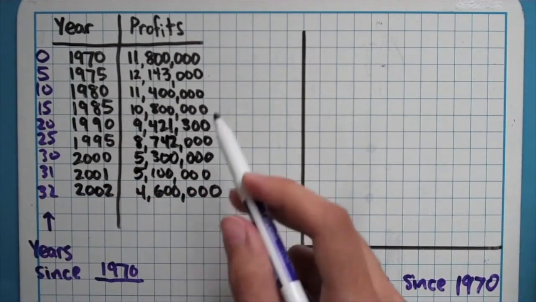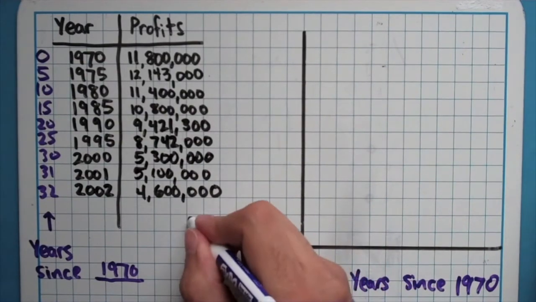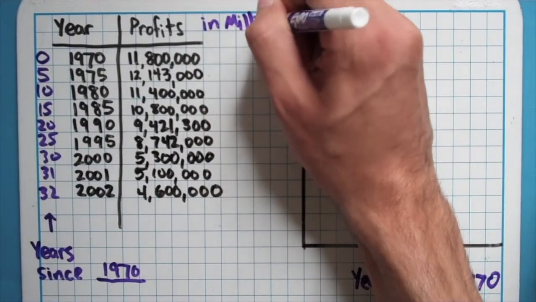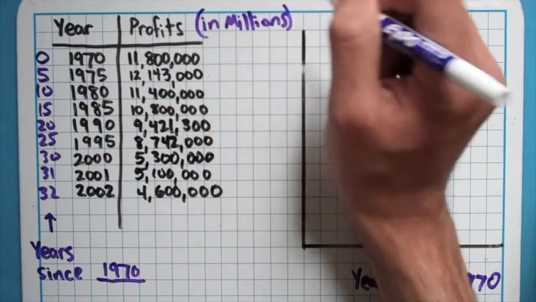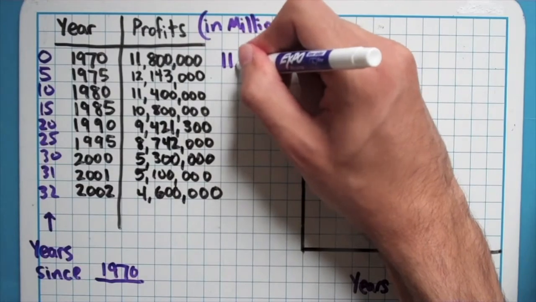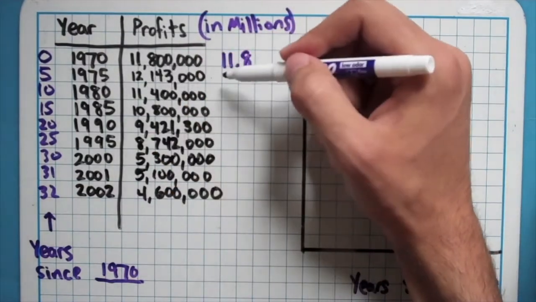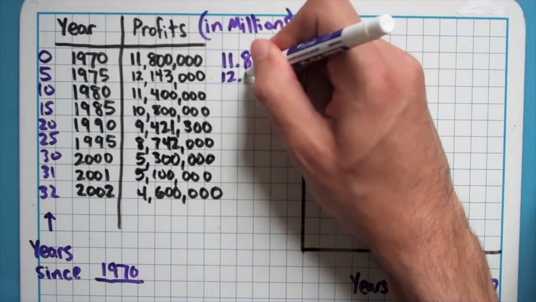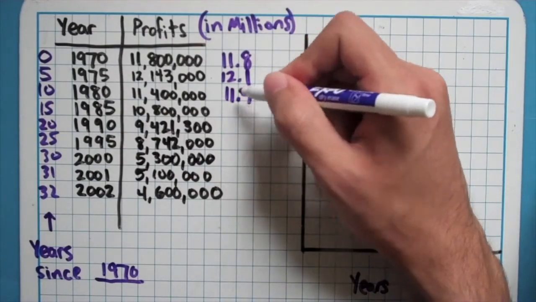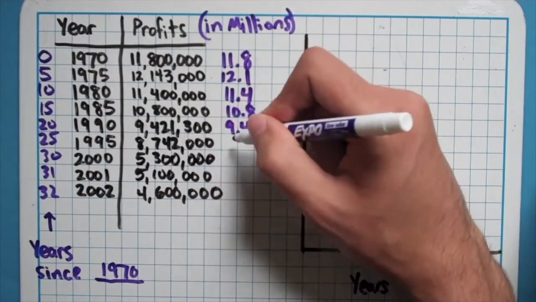And in my profits right here, these are giant ugly numbers. Instead of doing profit just like this, I can do my profits in millions, because these are all in the millions of dollars. And then I can make this like 11.8 million. That's 11,800,000, so 11.8 million. This one isn't going to be exact. That's too many numbers to bother writing. So I'm just going to call this 12.1 million, round a little bit there. This would be 11.4 million, 10.8, 9.4, again rounding a little bit there.